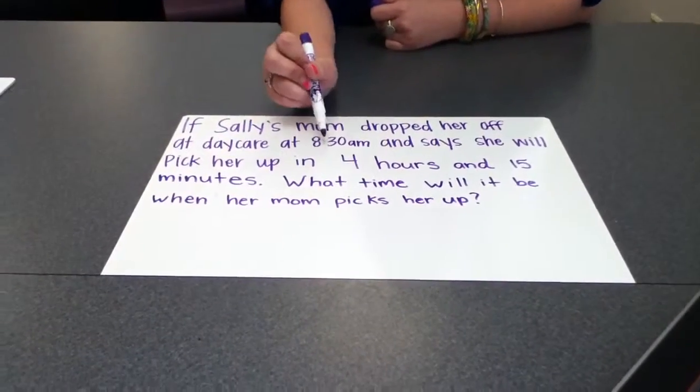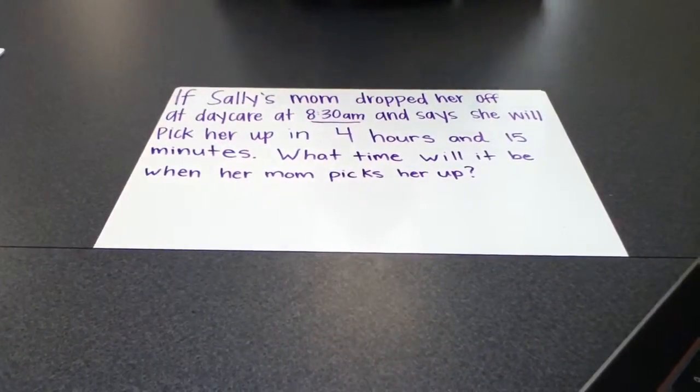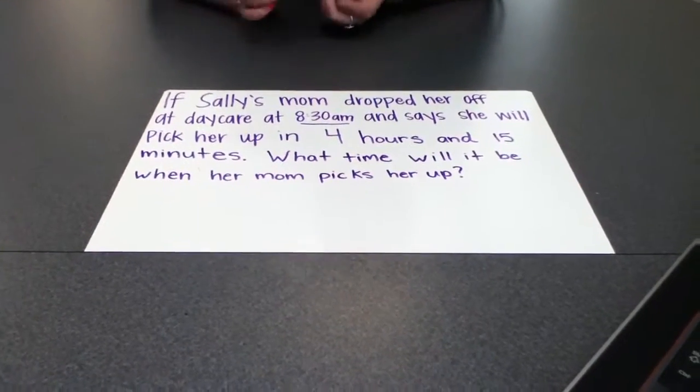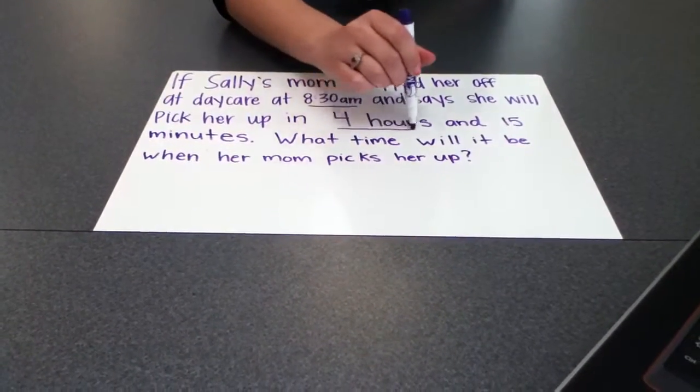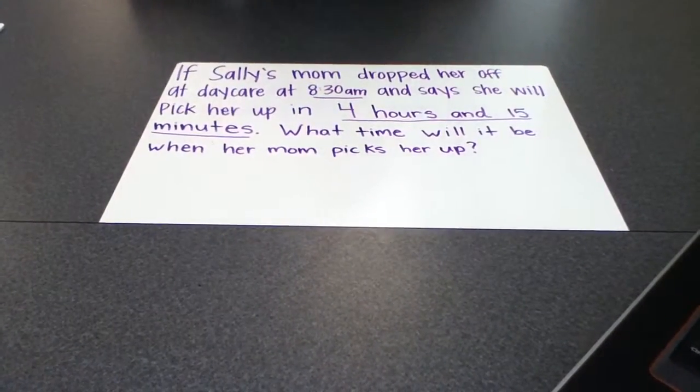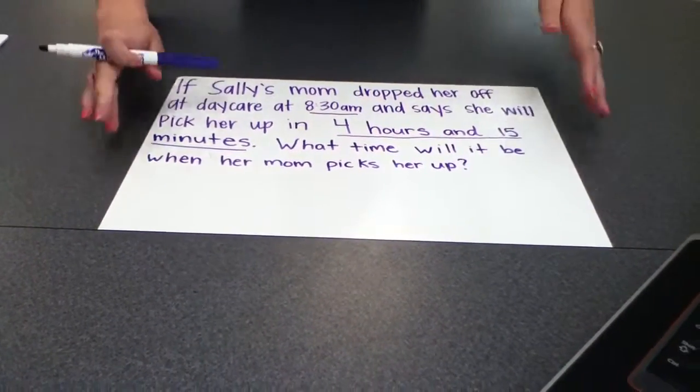So we're going to start, and we know that Sally is being dropped off at daycare at 8:30 a.m. So she's being dropped off in the morning. And her mom tells her that she will pick her up in 4 hours and 15 minutes. So the first approach I'm going to work with is a timeline.